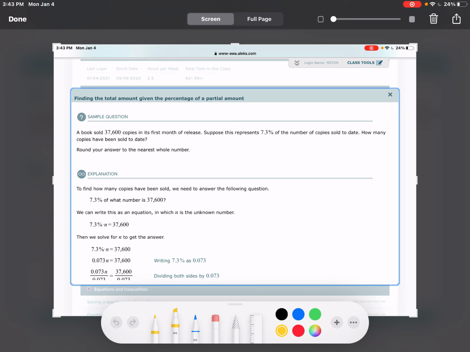I would be like, okay, 7.3%. Remember, when we have percent, we want to move the decimal 2 places. 0.073. See how we moved that over? So 0.073 is the same thing as 7.3%. And so we know that 0.073 times some number, right? You can use X, you can use N, and that is going to equal 37,600.